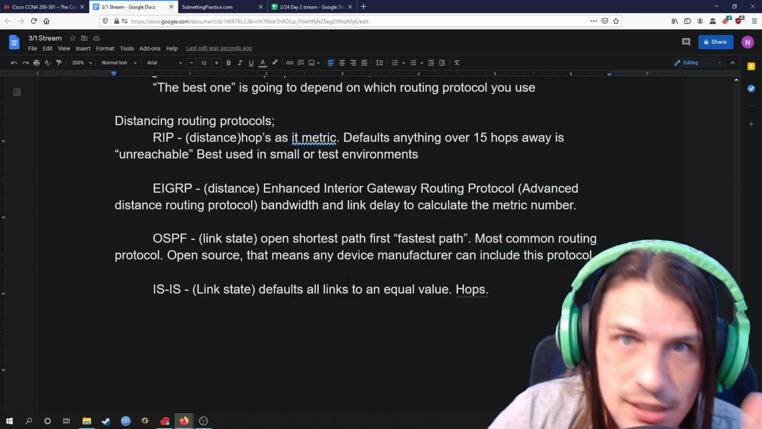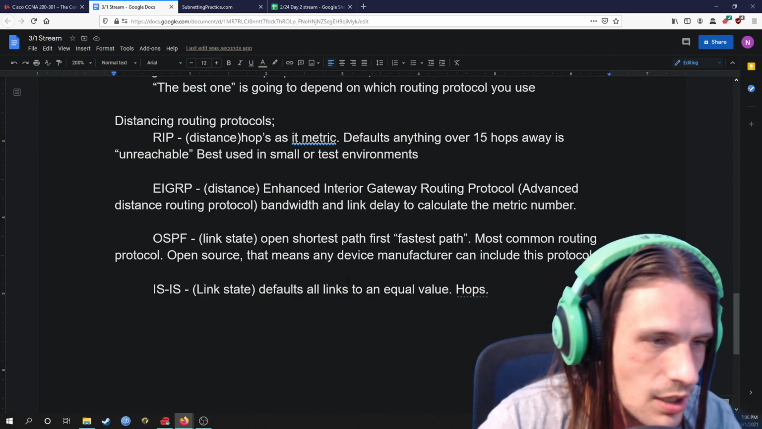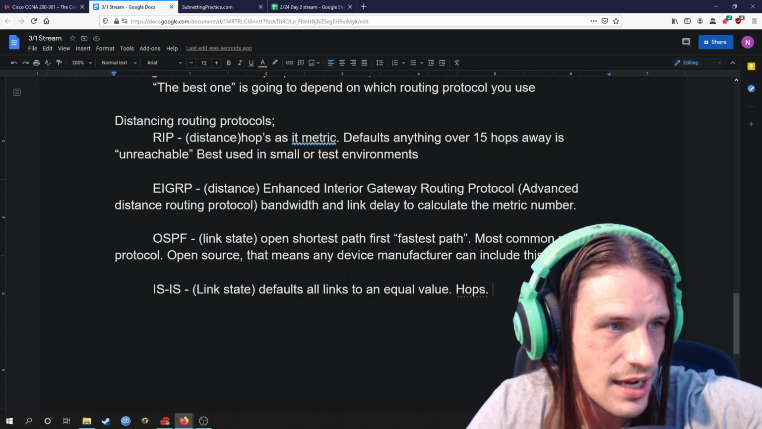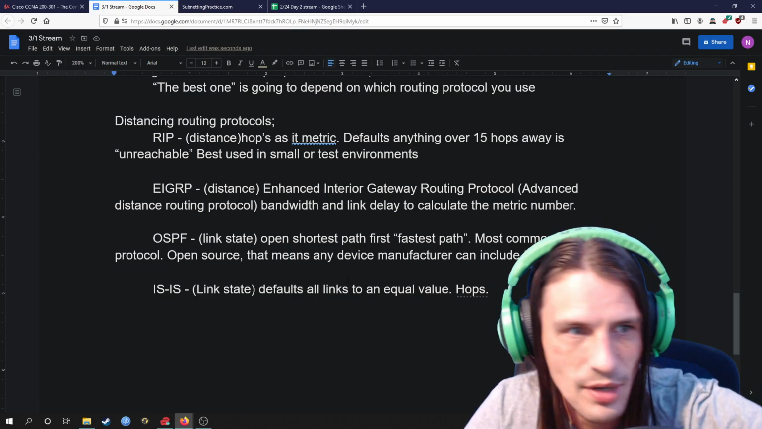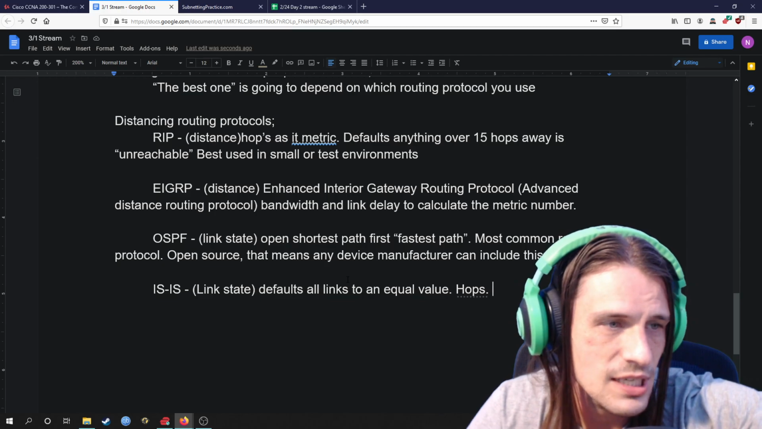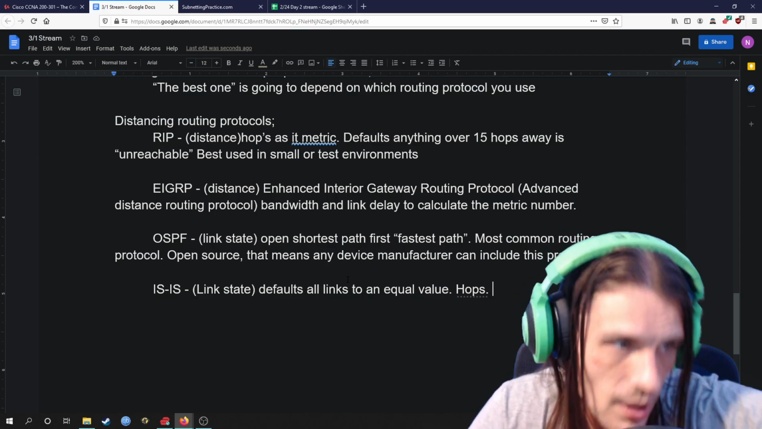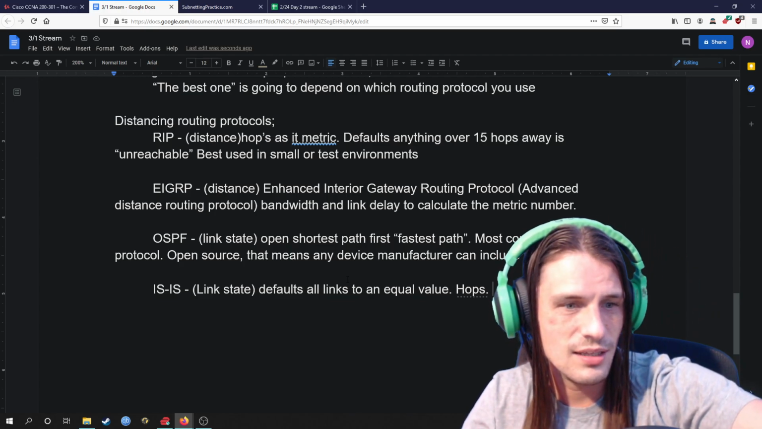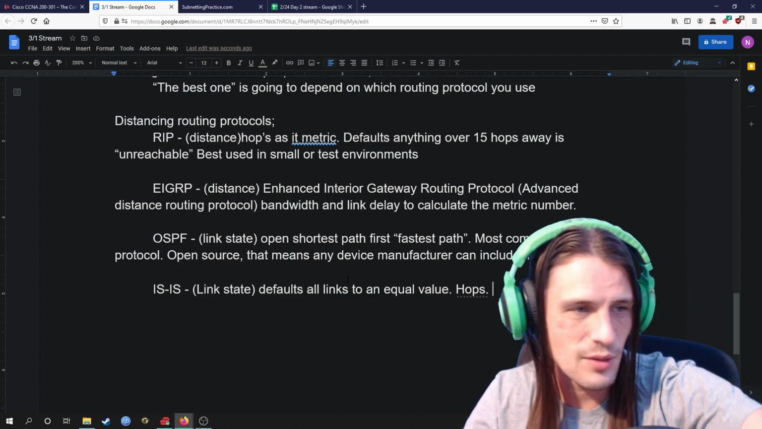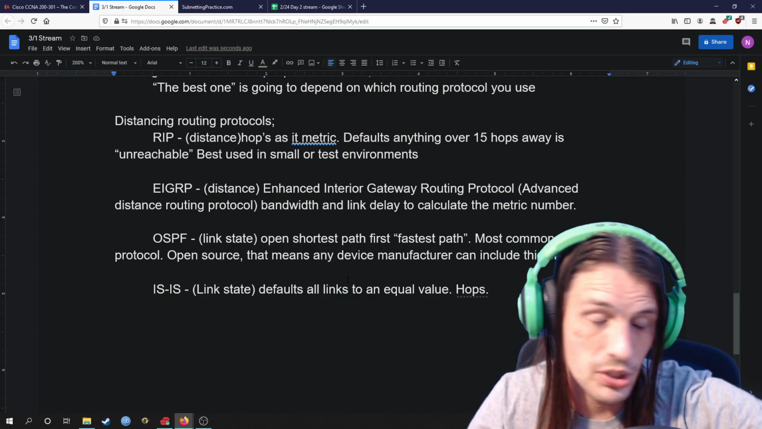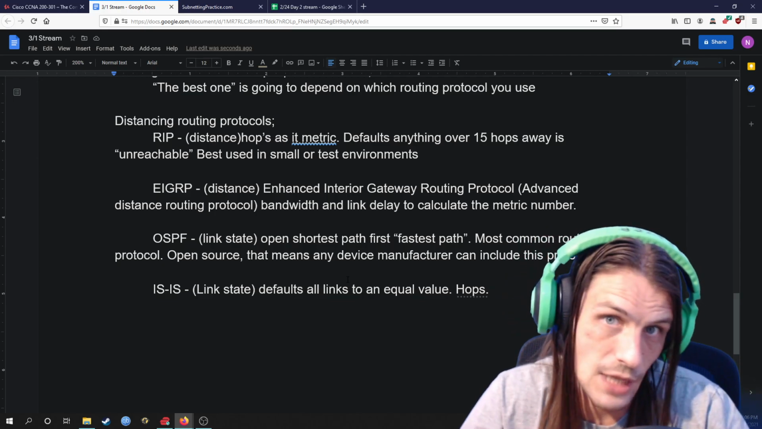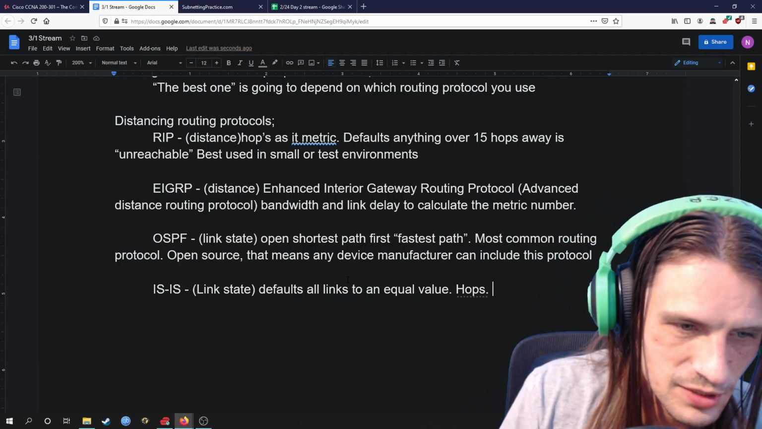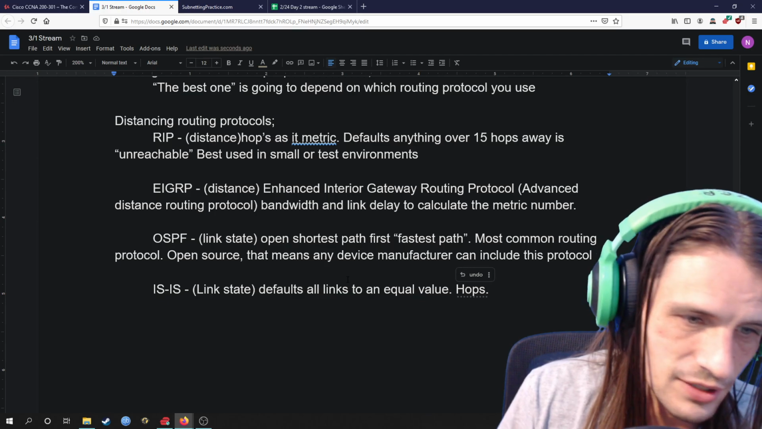So in my mind, in my fragile, unexamined mind, I honestly want to put RIP and ISIS under distance because they both use hops, right? And I want to put EIGRP, Enhanced Interior Gateway Routing Protocol, and OSPF, Open Shortest Path First, in link state because that's how they actually seem to work. But apparently I just haven't gotten far enough in the course material to understand that this is a different kind of hops.